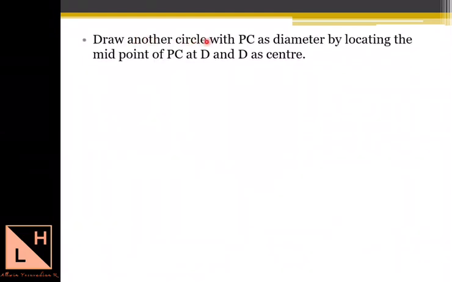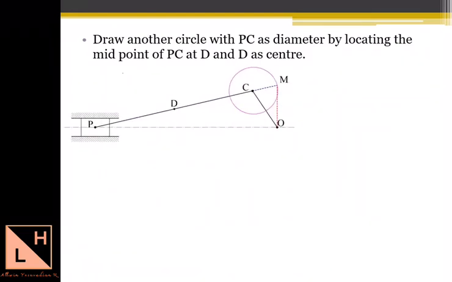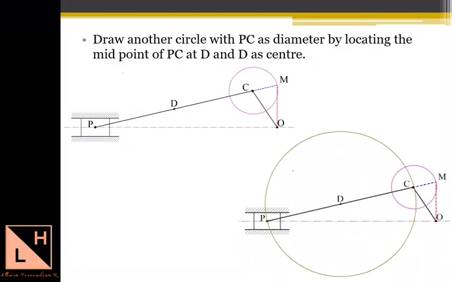Next, draw another circle with PC as diameter by locating the midpoint of PC at D and D as center. So locate the midpoint of the connecting rod PC and let us name it as D. It is not mandatory that you have to use the same alphabets and namings. You can use whatever names or alphabets which you are convenient with. So if I locate the midpoint, I'll name it as D. Keep the compass needle here and take the PC as diameter, which means that DC will become the radius, using which you will be able to draw another circle keeping D as the center.